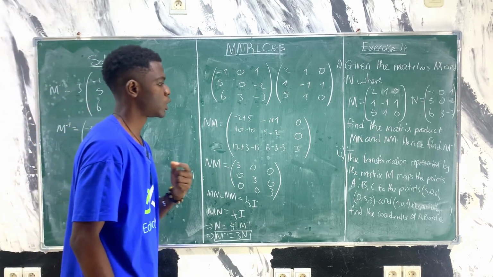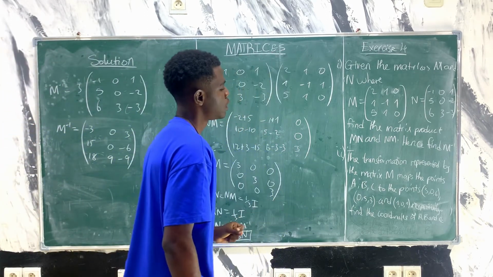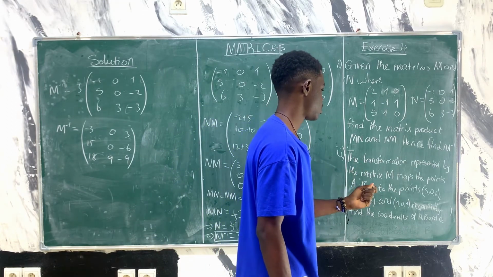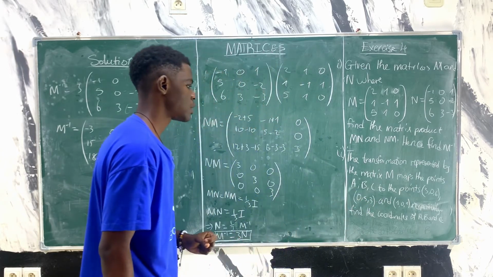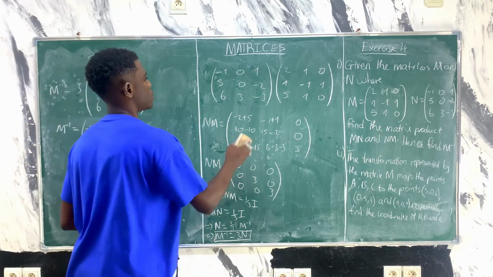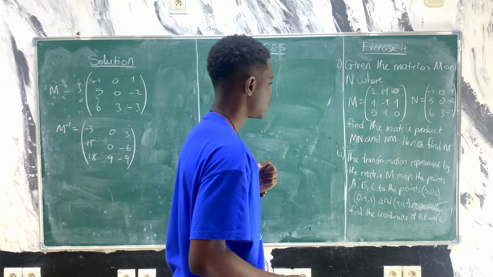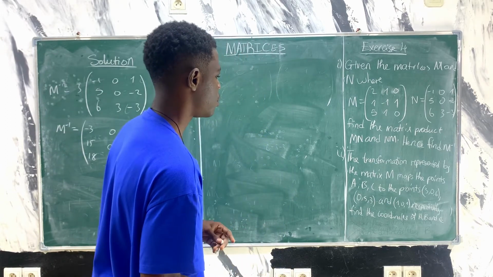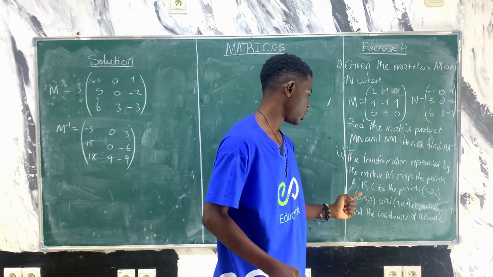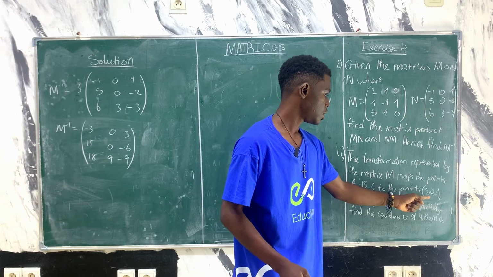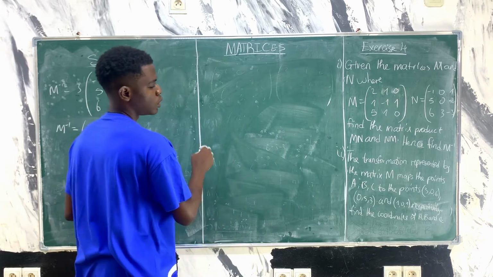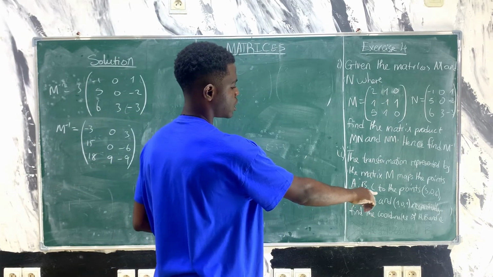So you can move on to the Roman 2. The Roman 2 says the transformation represented by the matrix M maps the points A, B, C to the points given respectively. Find the coordinates of A, B, C. So they're asking to find the real coordinates of A, B, and C.